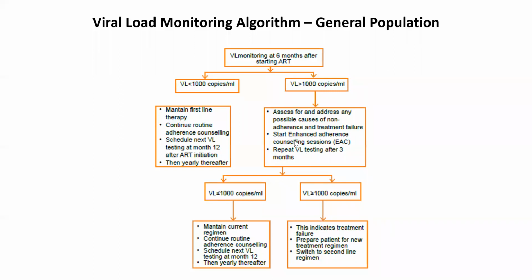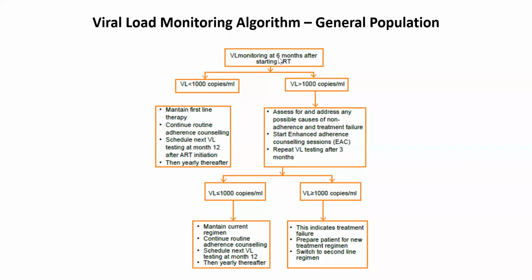Usually, we do what we call enhanced adherence counseling sessions, and then we repeat the viral load after 3 months. If you repeat after 3 months, what happens? If it's less than 1,000, they may continue whatever they are getting. If it's more than 1,000, it means there's treatment failure. So remember, if someone undergoes enhanced adherence, you rule out all possible causes. They are taking their drugs earnestly during the 3 months, and the viral load is still going up. It means they've already developed resistance. If you have resistance, the drugs won't work, and the viral load will never go down. So in that case, you switch them to second line regimens.